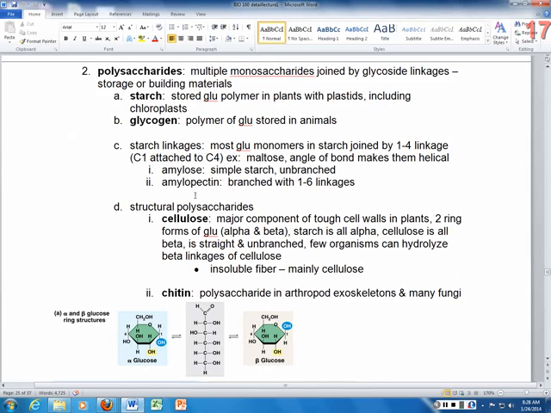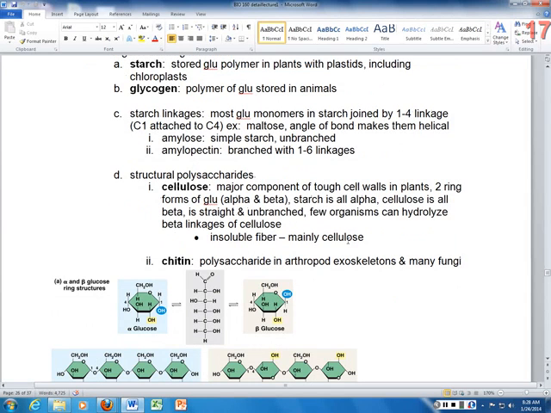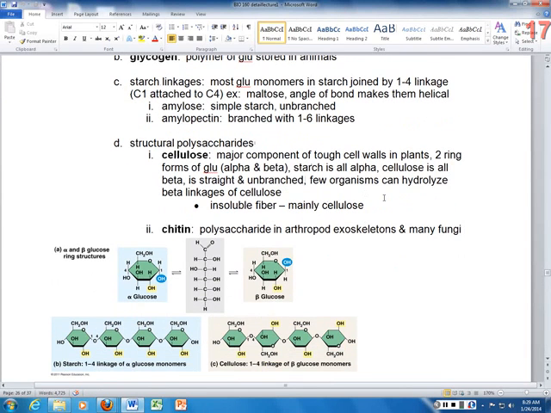Cellulose is another one, and it's got different bonds yet. It's going to have the alpha and beta. Cellulose is all beta. It's straight and unbranched, but there's very few organisms that can hydrolyze the beta linkages of cellulose. So can you think of anything you eat that's got cellulose in it? Corn. So what happens to the corn when you eat it? Nothing.